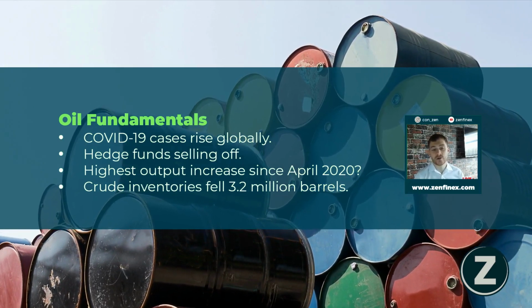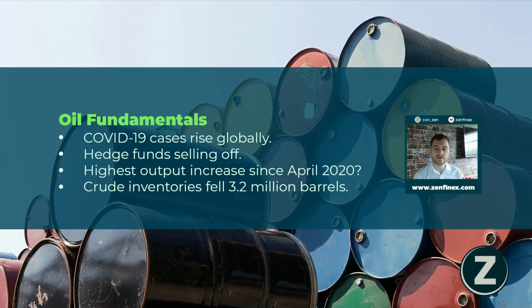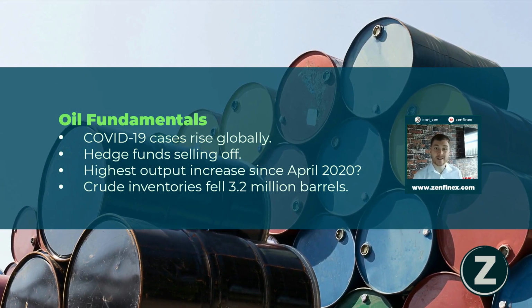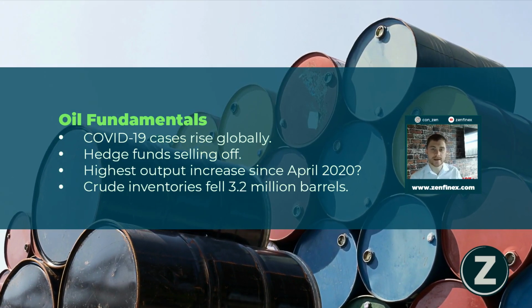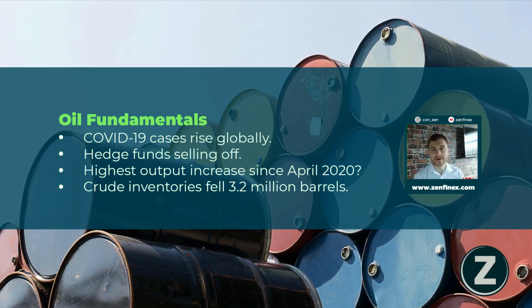Now, US crude oil inventories fell 3.2 million barrels last week to around 435 million barrels, and that's the lowest since January 2020 and a lot more of a drop than anticipated, but it didn't stop the huge drop that we're just about to see now.